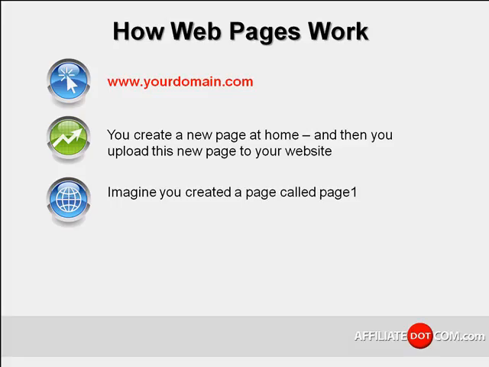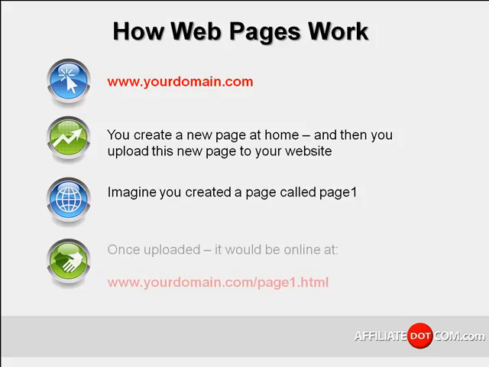Okay, so you're at home, you created a page, you've called it page 1, you then upload it to your hosting company, so it's now online, and it will now appear, once you've uploaded it, on the web at the following address: www.yourdomain.com, then a slash, then page1.html. Now this .html is known as a file extension.